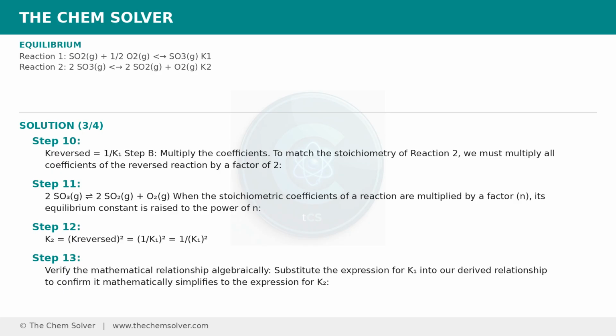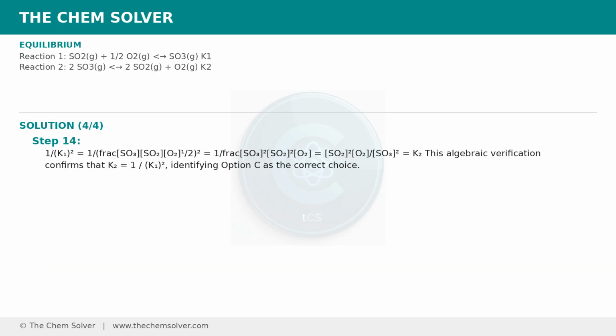Verify the mathematical relationship algebraically. Substitute the expression for K1 into our derived relationship to confirm it mathematically simplifies to the expression for K2. 1 over K1 to the power 2 is equal to 1 over ([SO3] over [SO2][O2] to the power 1/2) to the power 2, which is equal to 1 over [SO3] to the power 2 over [SO2] to the power 2 [O2], which equals [SO2] to the power 2 [O2] over [SO3] to the power 2, which equals K2.